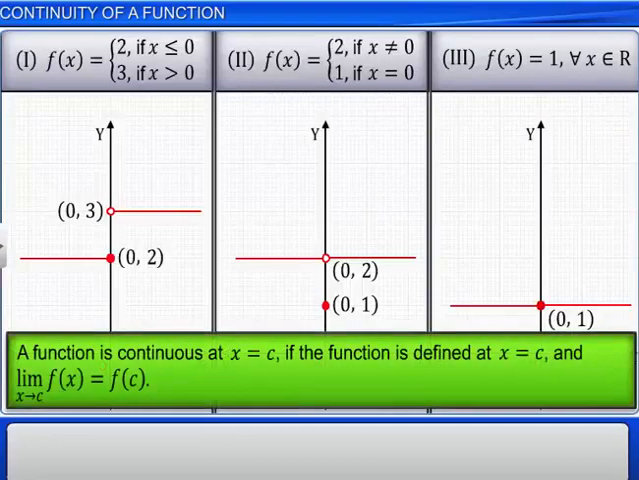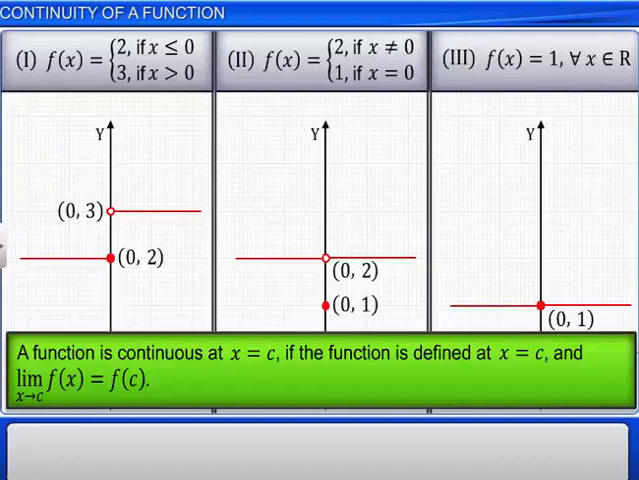Mathematically, a function is continuous at x equal to c if the function is defined at x equal to c, and the value of the function at x equal to c is equal to the limit of the function at x equal to c.